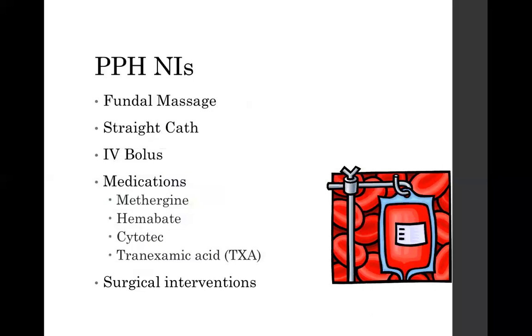Our last step would be surgical interventions. So if it's cervical laceration, they're going to have to go back to the OR to repair that. If there's retained placenta and they're not able to adequately clear out the uterus in the labor room, we're going to go back to the OR. If there's bleeding and we just don't know what it is, we're going to go back to the OR.